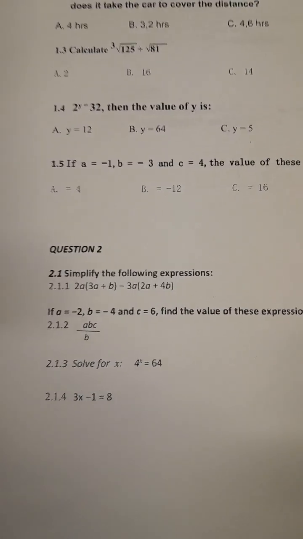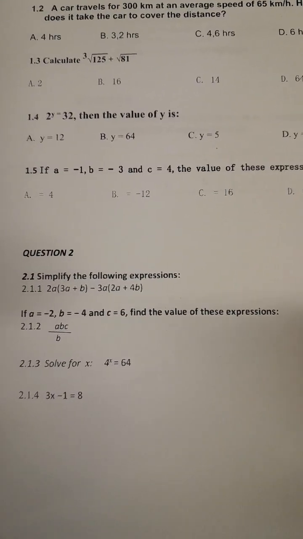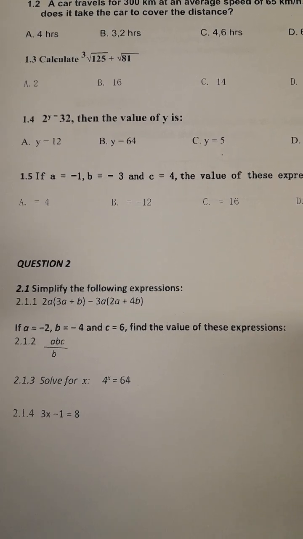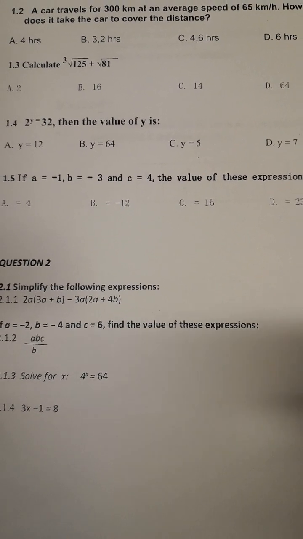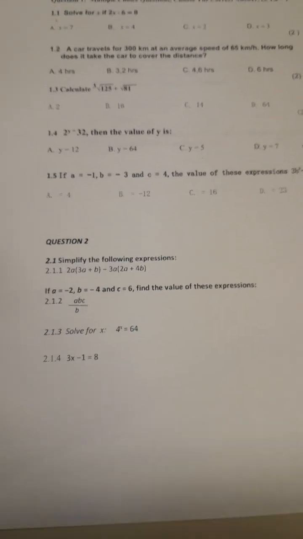Alright, so we're going to go ahead and proceed to answer this question. If a is equal to negative 2, b is equal to negative 4, and c is equal to 6, find the value of these expressions. So let's go ahead. It's 2.1.1.